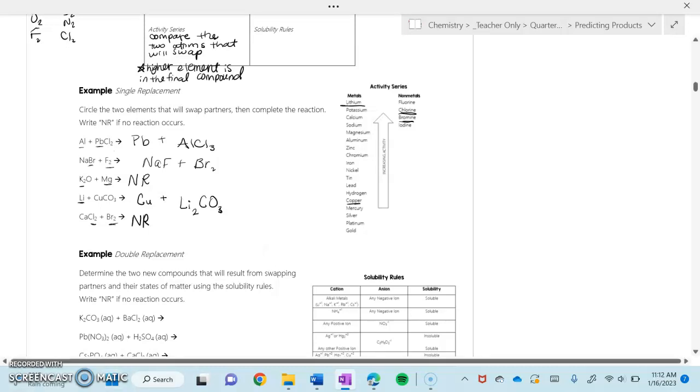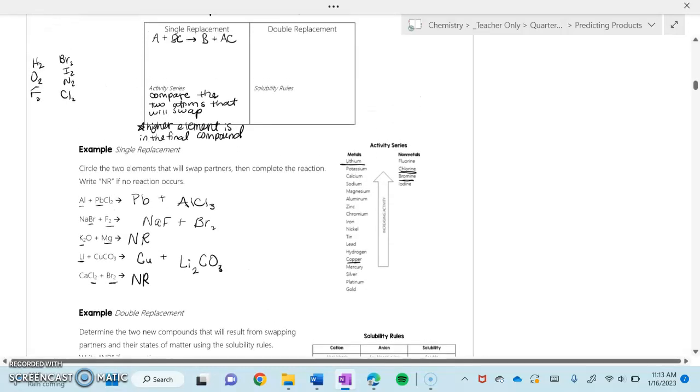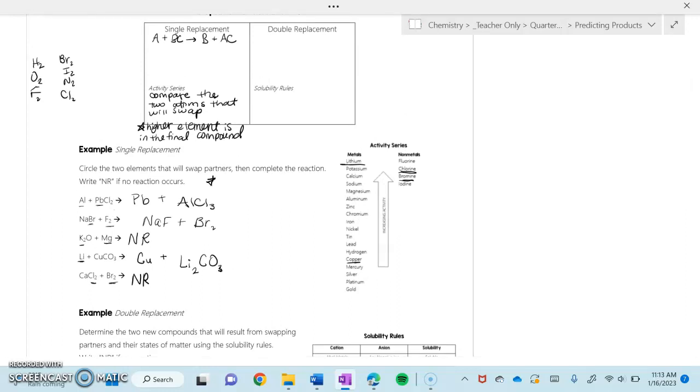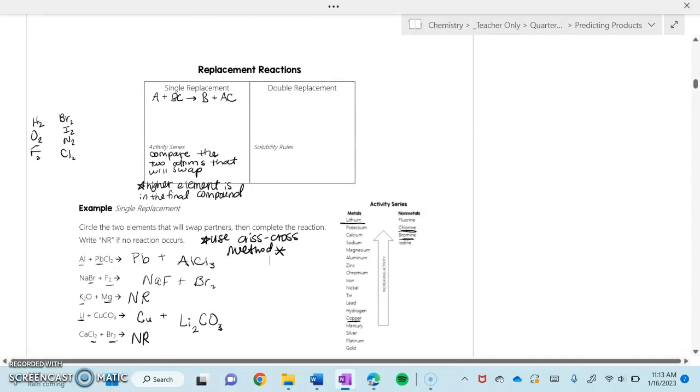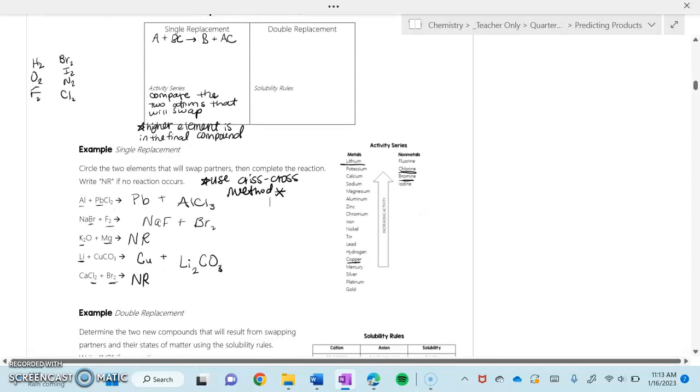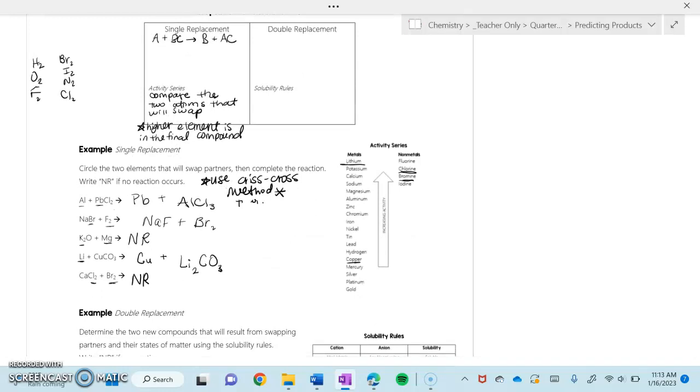So that's how we do single replacement reactions. You compare, then you make the swap. Make sure you follow the crisscross method. Always use the crisscross method for your products, for those compounds in the products with their charges. Don't just carry over what you saw in the reactants. Charges of different metals are different. Okay? And that's how to write compounds.